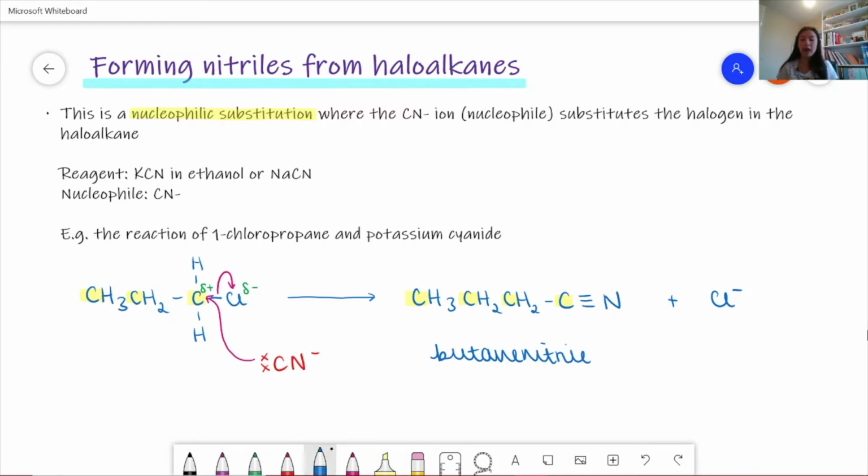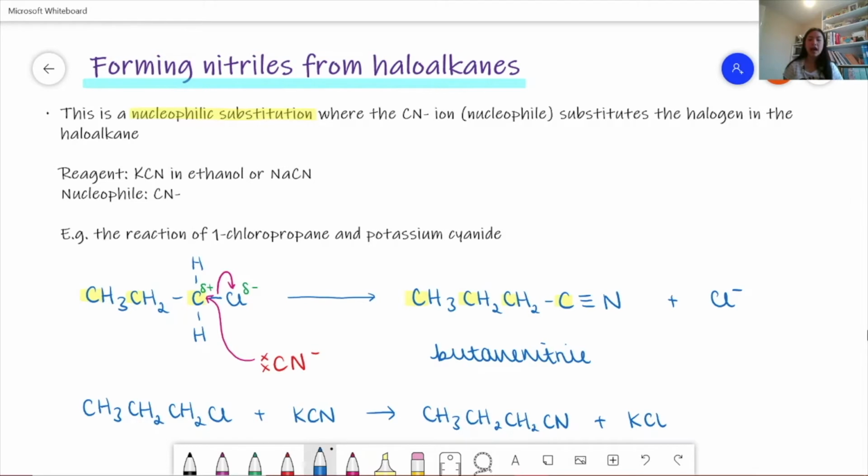And so overall what we have is CH3, CH2, CH2Cl, added with some potassium cyanide will form this butanenitrile. So CH3, CH2, CH2CN, and then we'll have potassium chloride as the byproduct.